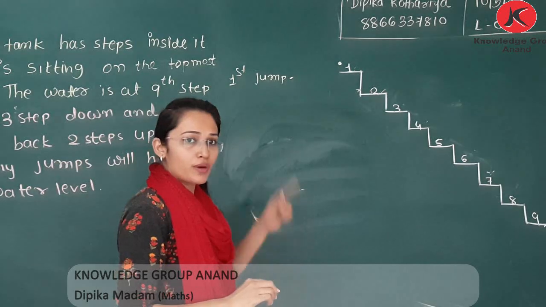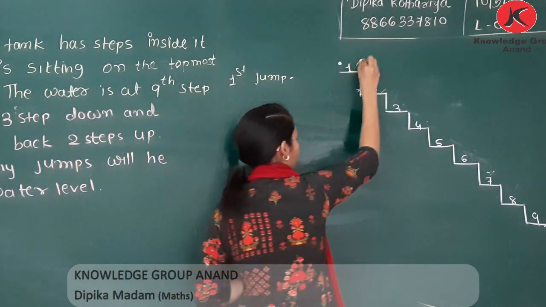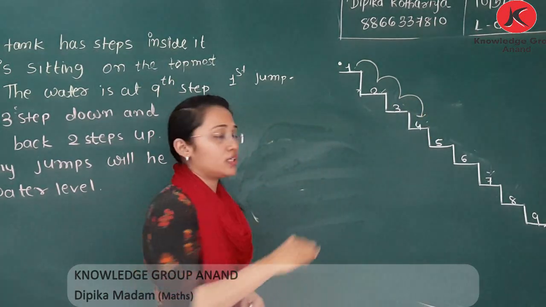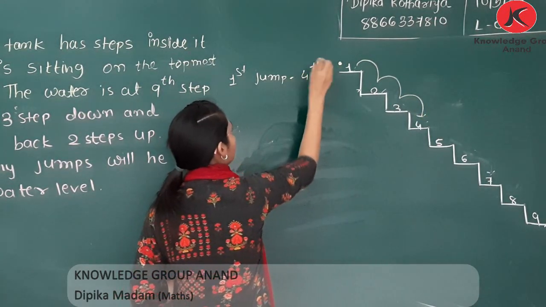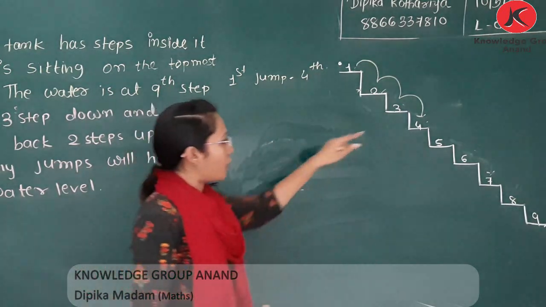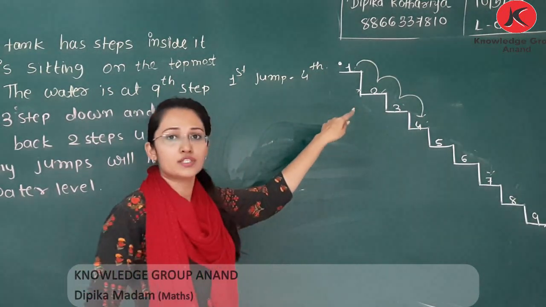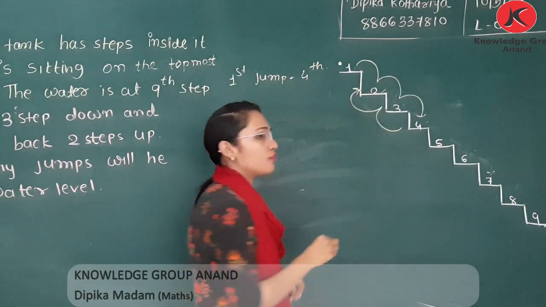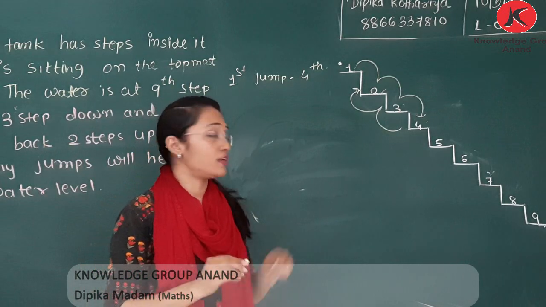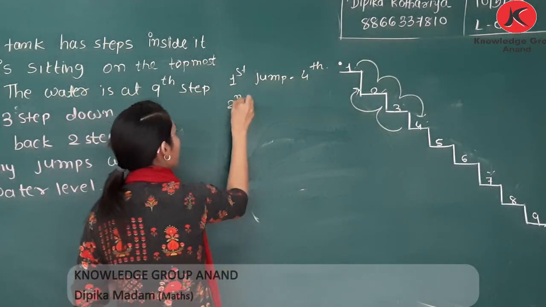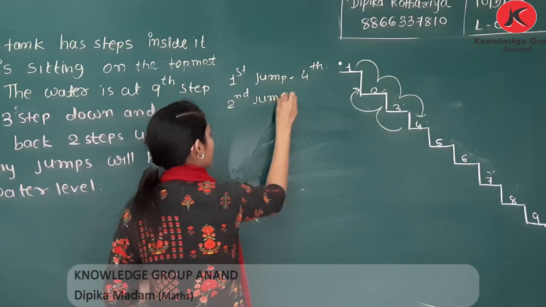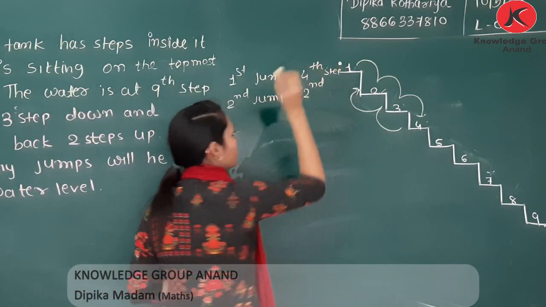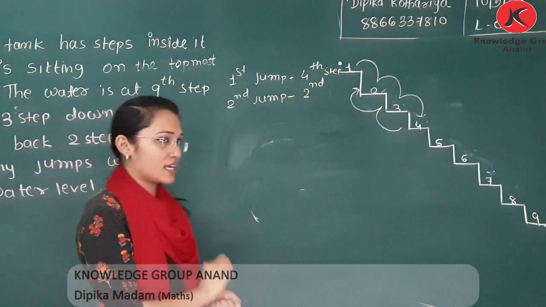Which step is the monkey on now? First. 3 steps down, that is first, second, third. It is on the 4th step. Okay, now after 3 steps down he takes 2 steps upside. So it is 1 and 2. He will be on the second step. So on the second jump the monkey will be on the second step.